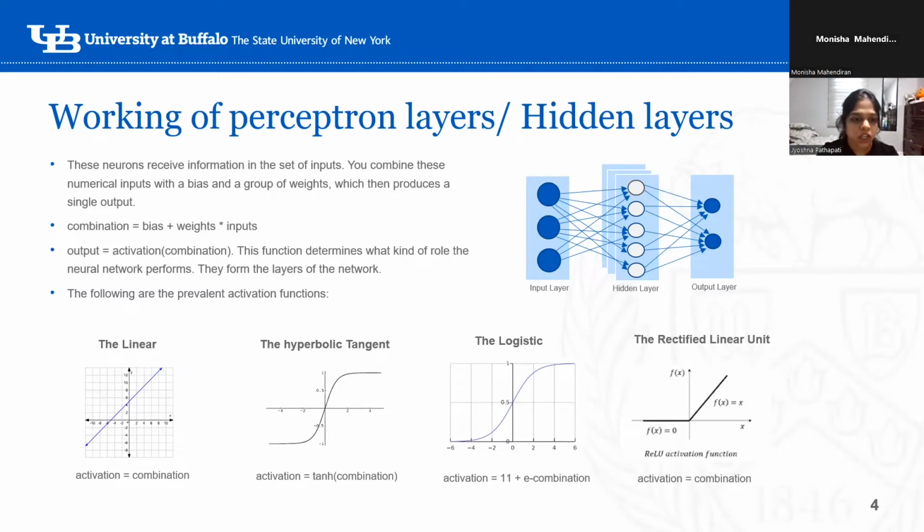So, let's look into these functions here. The prevalent activation functions are the linear function and the hyperbolic tangent, where the limits are from -1 to 1, and the logistic, where the limits are from 0 to 1. And then let's get into the rectified linear unit. This rectified linear unit is just like the hyperbolic tangent function. This rectified unit function is also prevalent, and the name for this unit function is ReLU. ReLU is equal to the combination when it is equal to or greater than 0, and it's 0 if the combination is lower than 0.